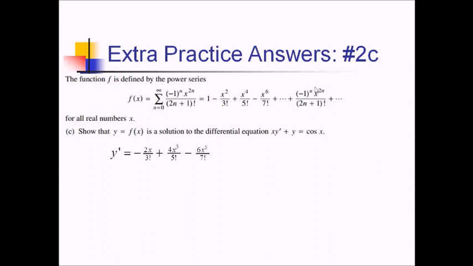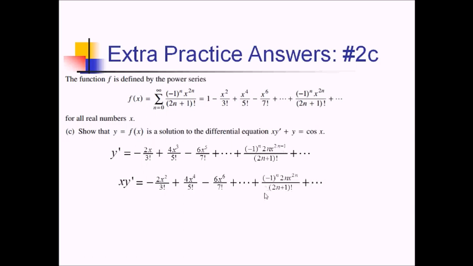So this is going to be negative 1 to the n times 2n times x to the 2n minus 1 over 2n plus 1 factorial. Next step, we have to multiply all of this by x to get this xy prime term. So doing that, now we have negative 2x squared over 3 factorial, 4x to the 4th, 6x to the 6th over 7 factorial, and over here we now have negative 1 to the n times 2n times x to the 2n, because we added 1 to the exponent.